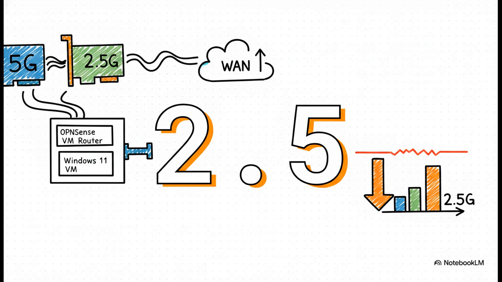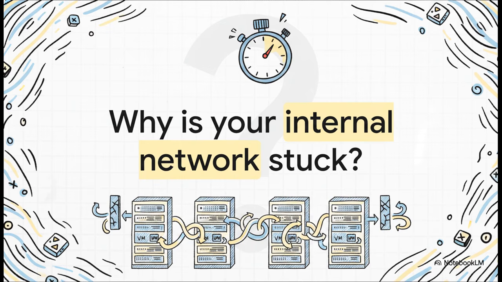Fantastic, right? But then you go to test your Windows VM sitting on that 2.5 gigabit bridge, and your internal speed test absolutely refuses to climb past 2.5 gigabits per second. Boom! It just hits a hard, immovable ceiling. And man, this is exactly where the headache starts.